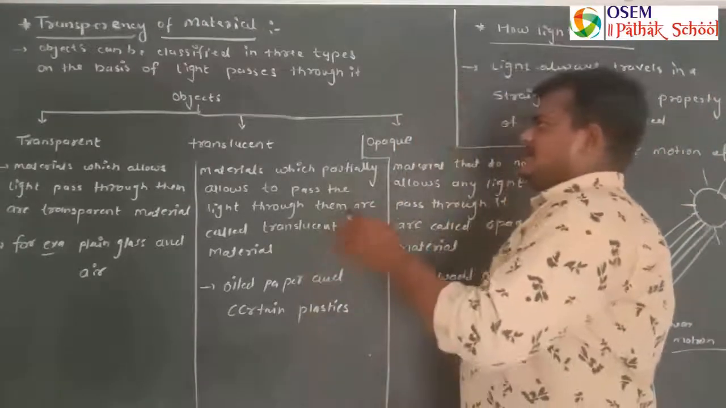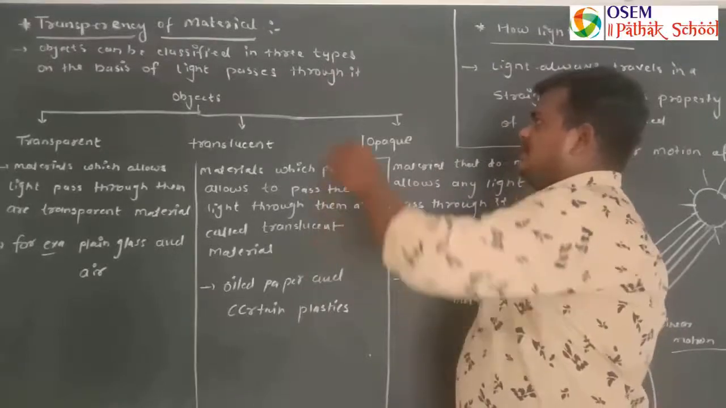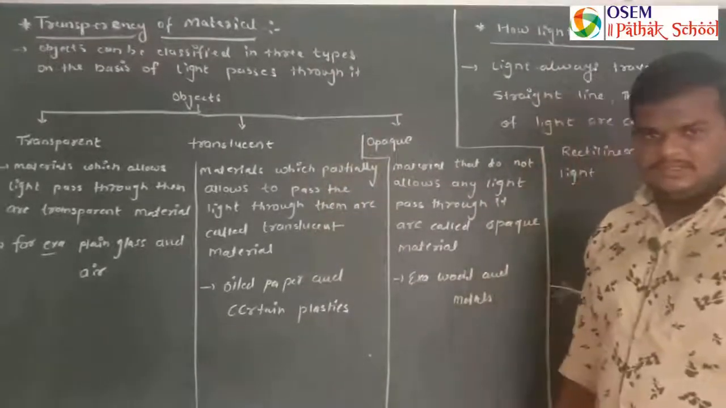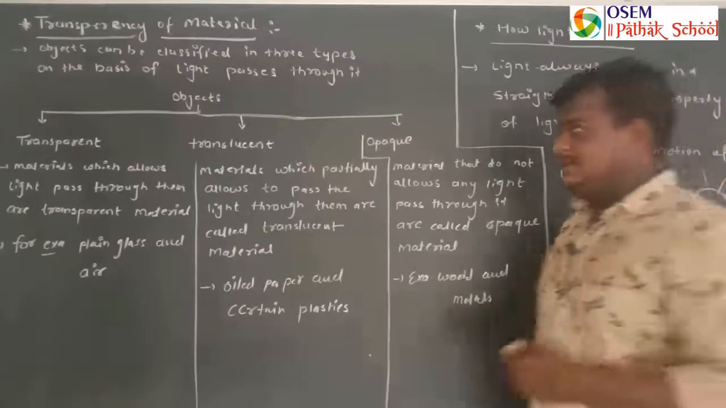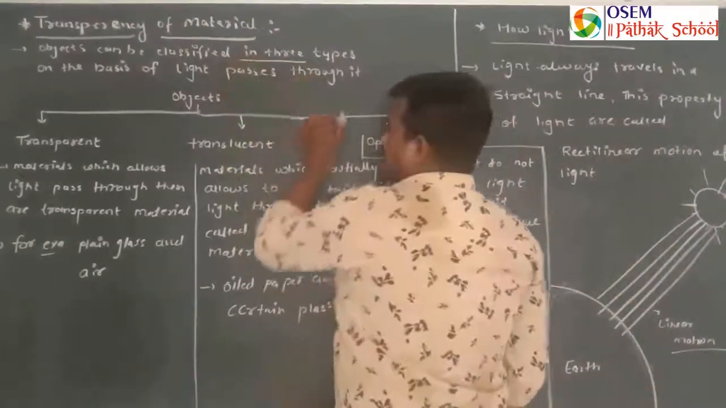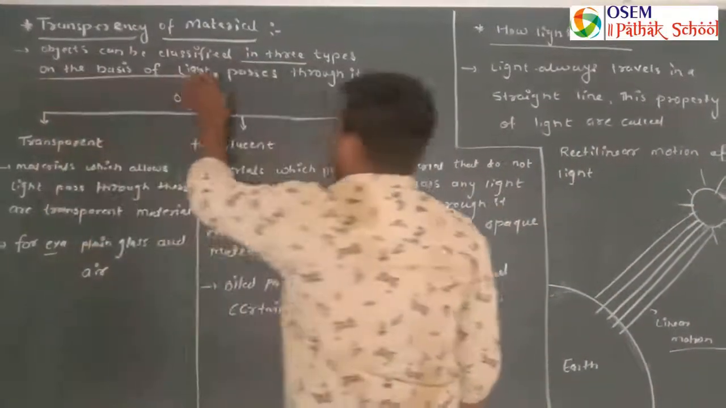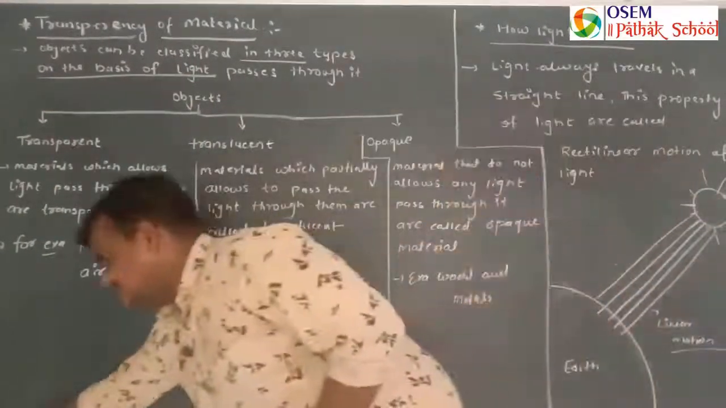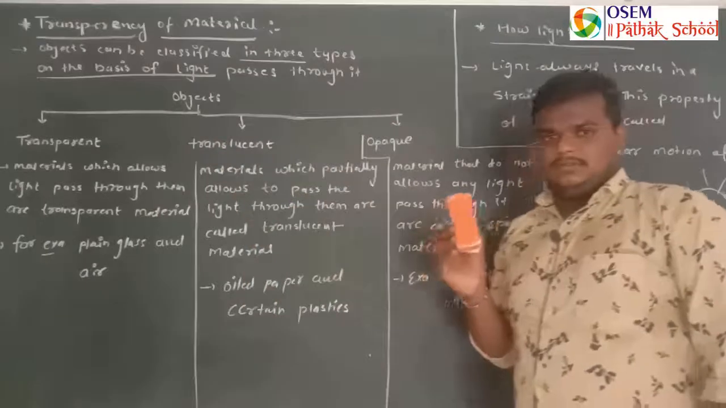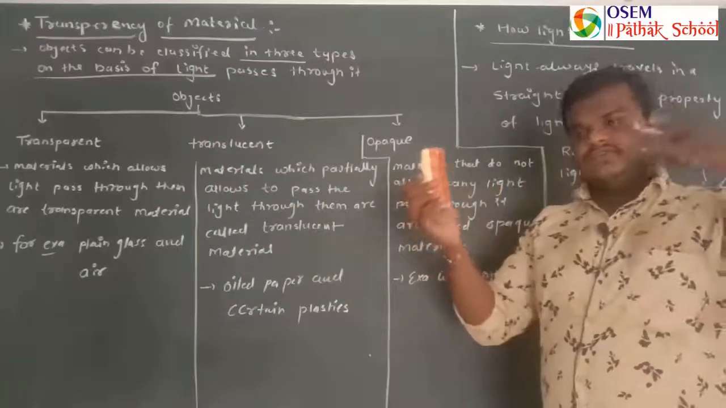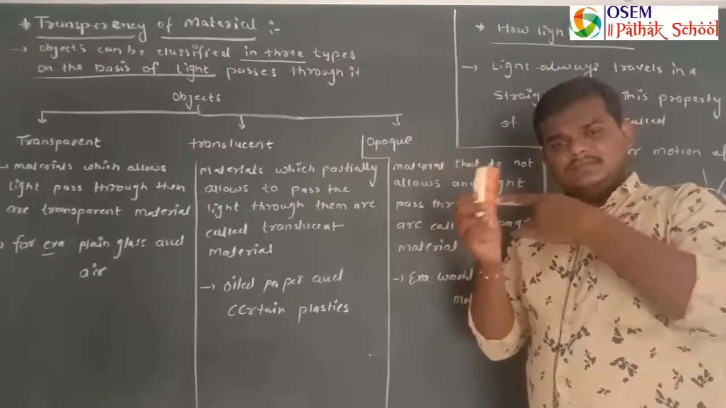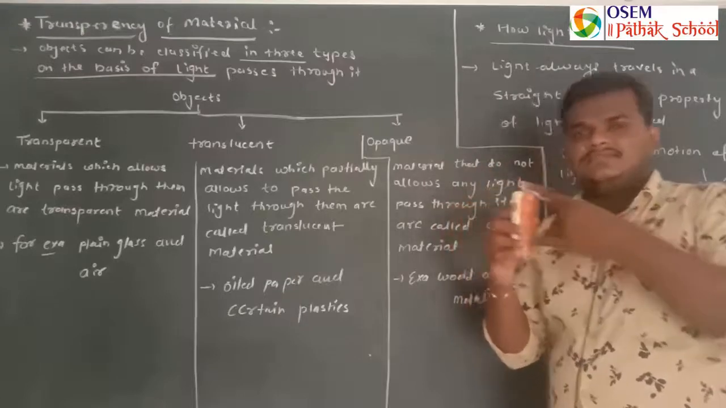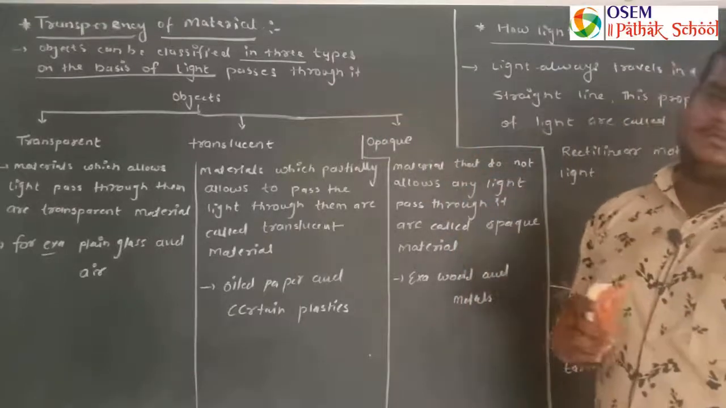So objects can be classified into three types. They are classified into three types on the basis of light passing through them. So suppose this is my object. On the basis of light passing through it, these objects can be classified into three types.